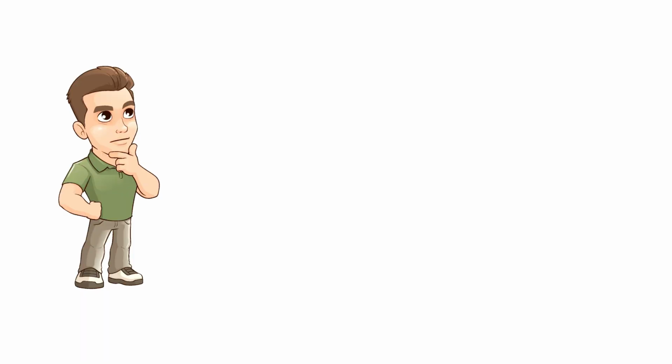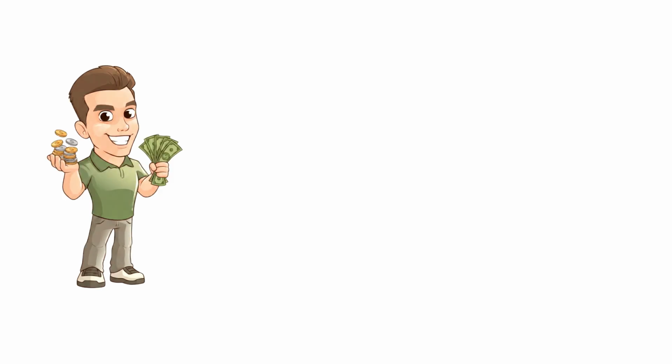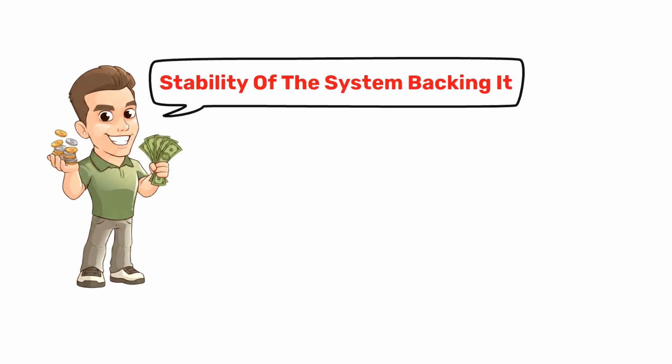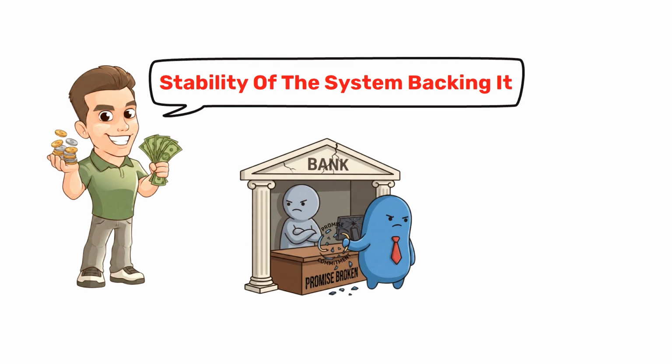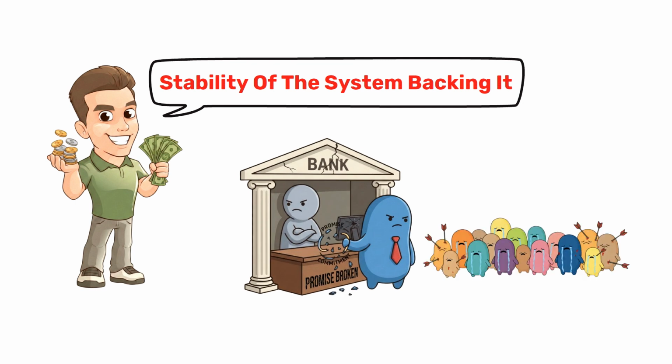So what does this mean for you? It means the value of your money isn't about what it's made of, it's about the stability of the system backing it. As long as the promises hold, the dollar works. When the promises crack, the ripple hits everyone.